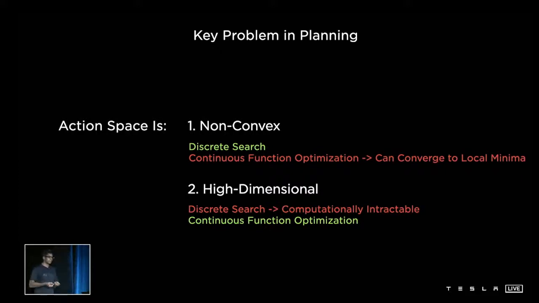Discrete search methods are really great at solving non-convex problems because they are discrete, they don't get stuck in local minima, whereas continuous function optimization can easily get stuck in local minima and produce poor solutions. On the other hand, for high-dimensional problems, discrete search struggles because it does not use any graded information, so literally it has to go and explore each point to know how good it is. Whereas continuous optimization uses gradient-based methods to very quickly go to a good solution.